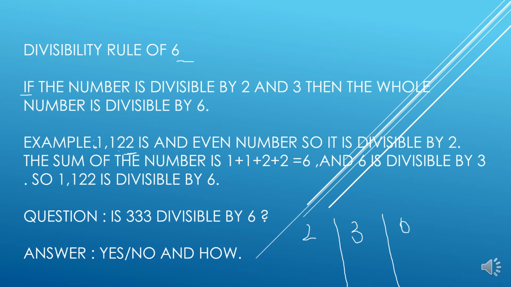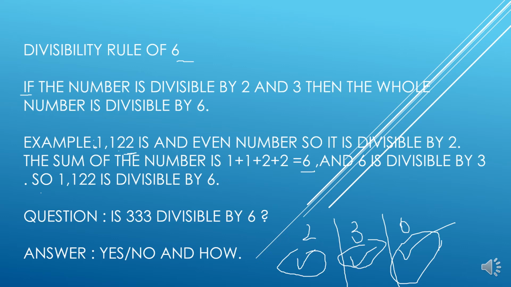Since they both get a tick, it means it's a tick for 6 too. So for 2, yes. Now for 3, let's see the sum of the digits. 1 plus 1 plus 2 plus 2 equals 6. So 6 is divisible by 3, so again it's a tick. So 1,122 is divisible by 6 because it has a tick for 2 and 3, so it should give a tick for 6.